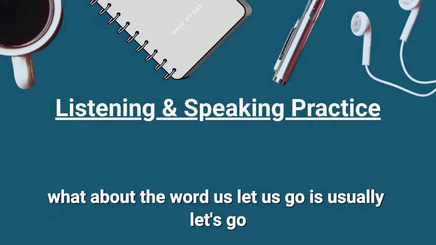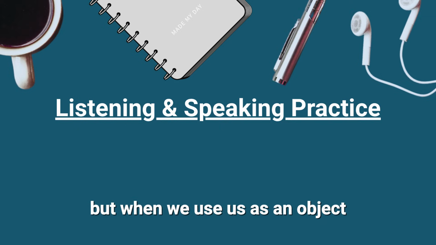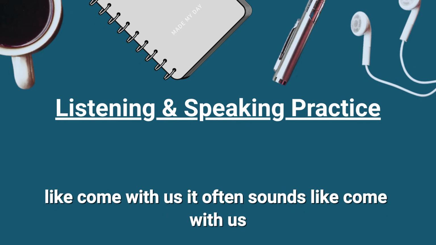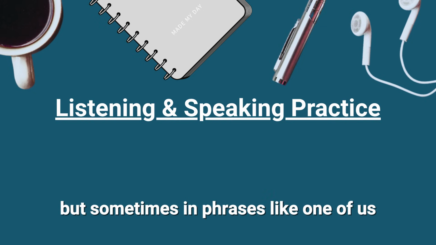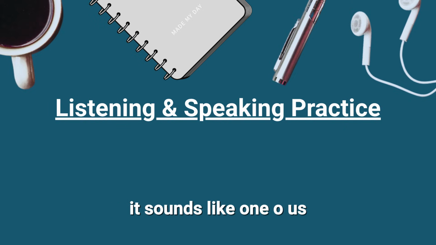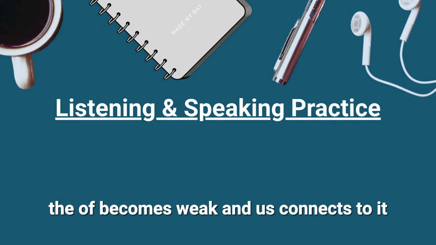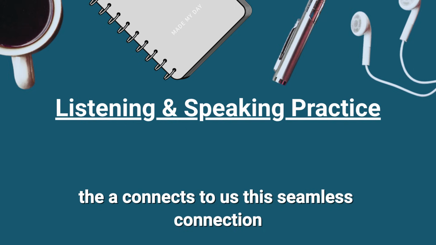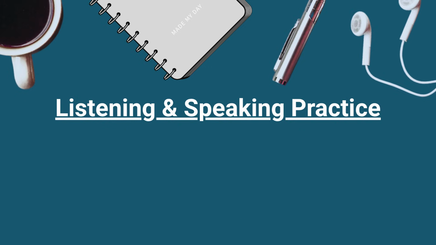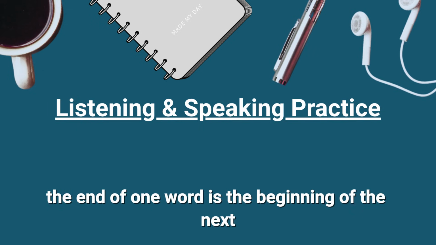What about the word "us"? "Let us go" is usually "let's go." But when we use "us" as an object, like "come with us," it often sounds like "come with 'us." The vowel sound shortens, but sometimes in phrases like "one of us," it sounds like "one o' us." The "of" becomes weak, and "us" connects to it. "He told us a story" becomes "he told us a story." The "a" connects to "us." This seamless connection is what makes English sound fluid. There are no gaps between words. The end of one word is the beginning of the next.